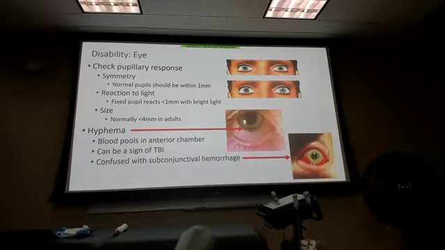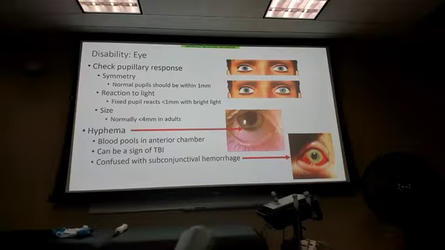You do have to know the difference between hyphema and subconjunctival hemorrhage. Okay, so hyphemas are blood that pools in the anterior chamber. So this is right behind the cornea. It can actually cause people to temporarily go blind, per se, because they're trying to see through blood. If it's full enough, I've seen it where the whole anterior chamber is full of blood.